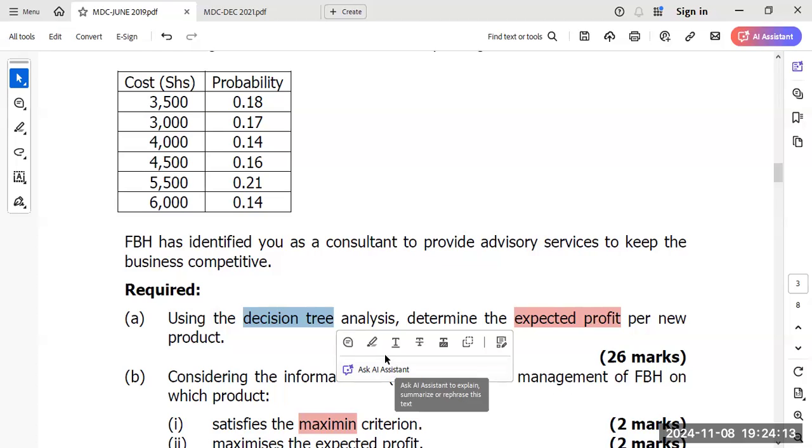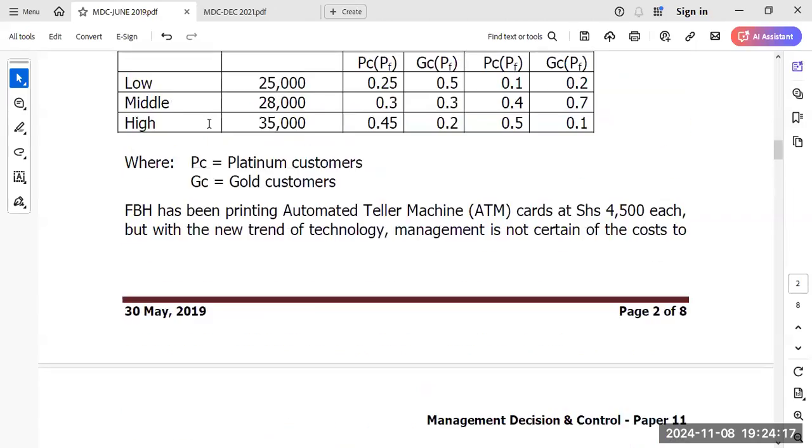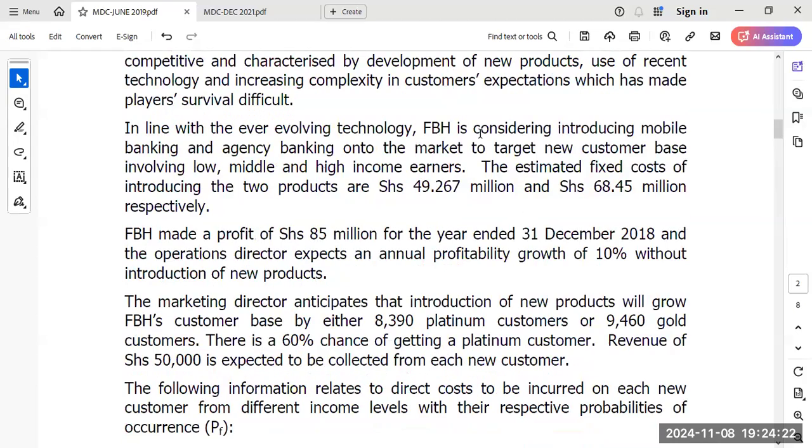Okay. So it means that as we read, we need to see what are our decision alternatives, what are our states of nature. Okay. So here they are telling us, considering introducing. So it means that if you're introducing something, that is your new product. It doesn't mean that you have not been in a business. No, you're simply introducing another product into the market.